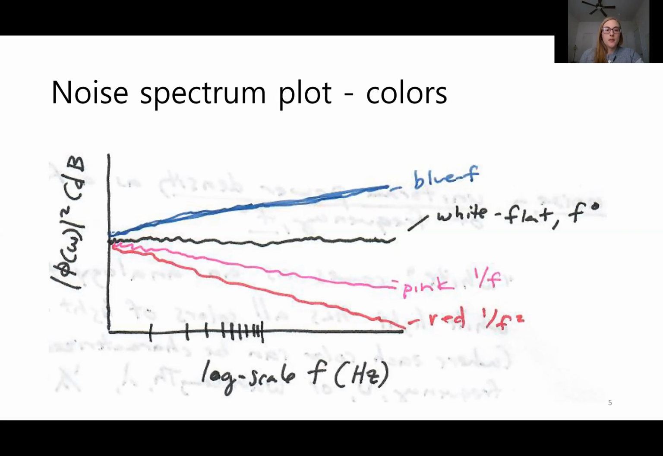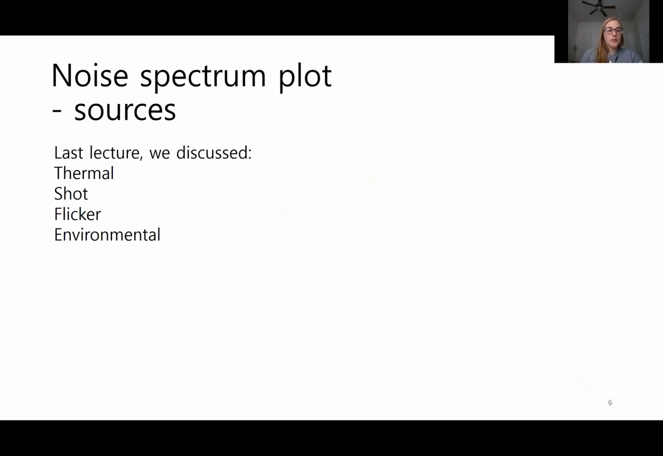Okay. So we can also make these noise spectrum plots based on the source of the noise. So just yesterday we talked about these different sources of noise. So I'll ask you what color each of these noises was. So for thermal noise, what color was that noise source, if you remember? Or with the equation, we had the bandwidth present in there.